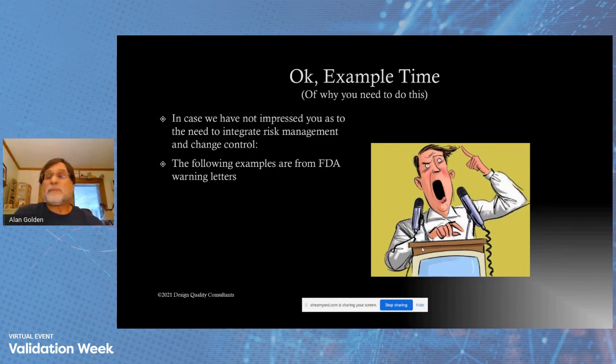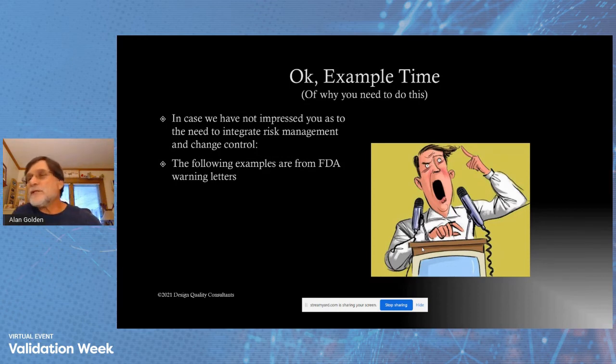You can filter by industry or by company. I have all the company names deleted because I don't want to embarrass anybody if you happen to be from one of these companies. And a lot of the other details are not on the website. But again, this gives you an idea of the kind of things the agency can cite you for if you do not have appropriate risk management in your change control process.